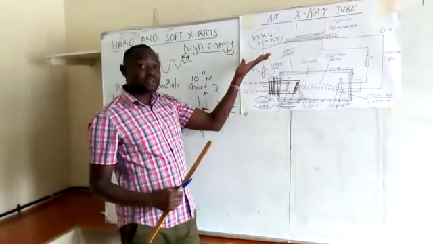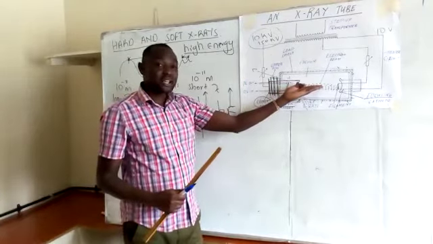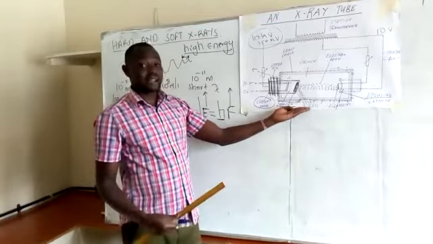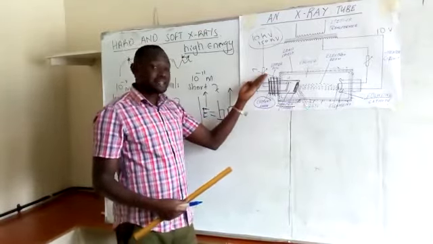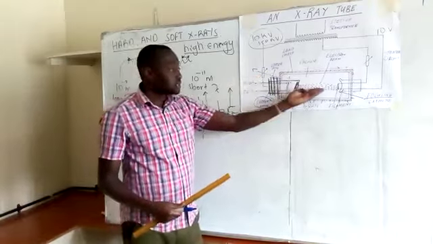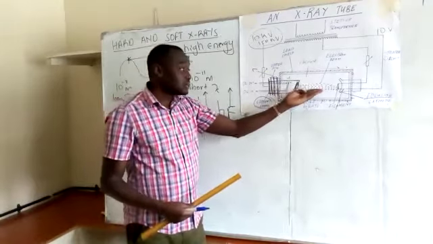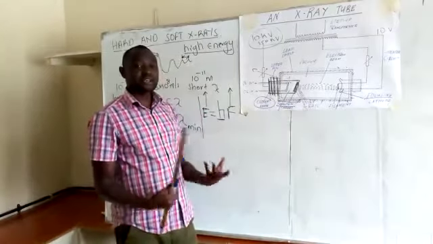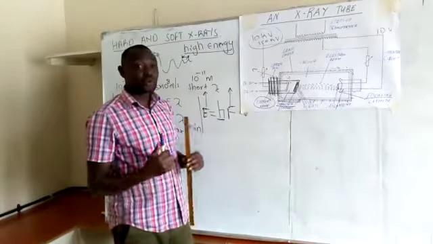Higher accelerating potential, higher kinetic energy, X-rays with a very high energy. That is hard X-rays. Low accelerating potential, low velocity, low kinetic energy. After hitting the target, you are going to get X-rays of low energy.